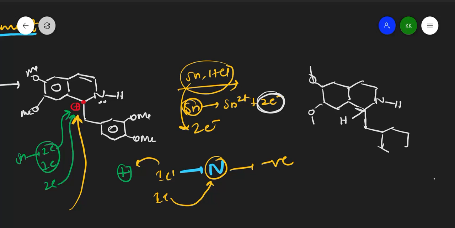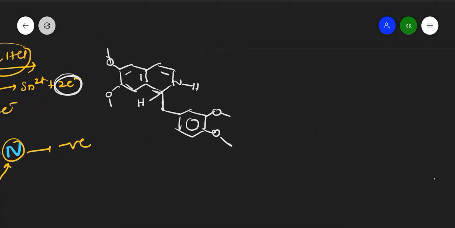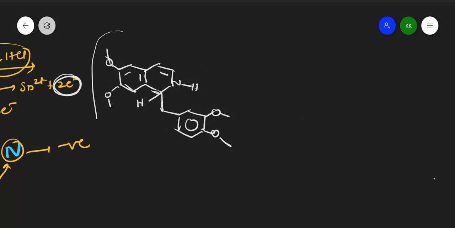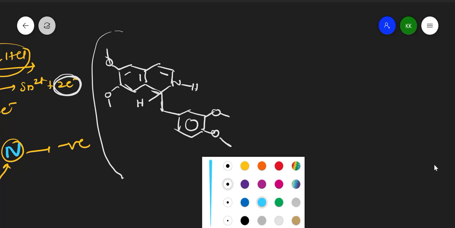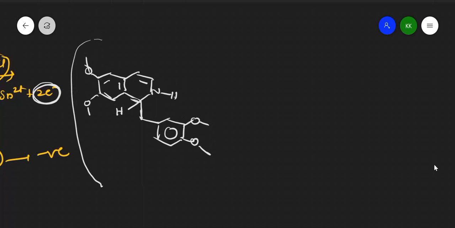So here the benzene ring, OMe, OMe, and other things will remain as they are, right? So this is the structure we are left with. Further, what happens? See here, H plus is present in excess because excess HCl is used while making the reaction.